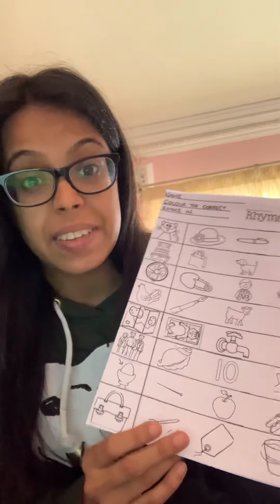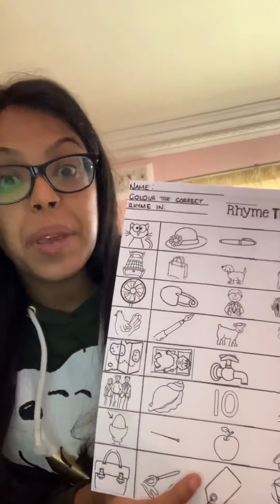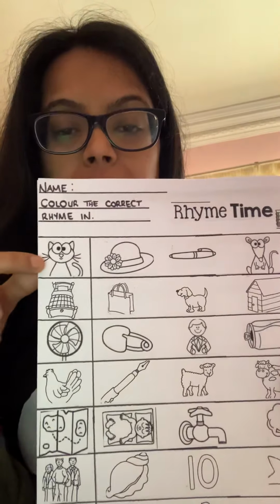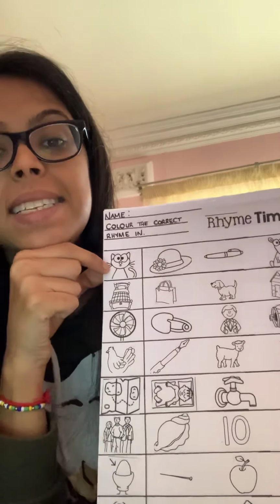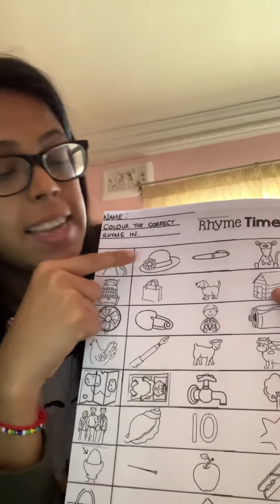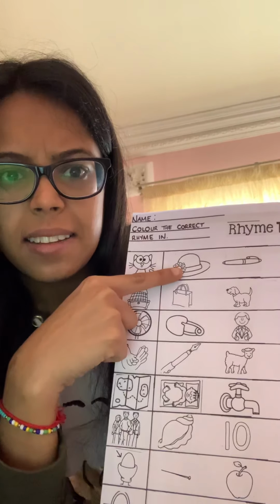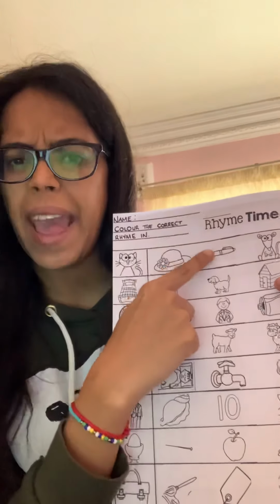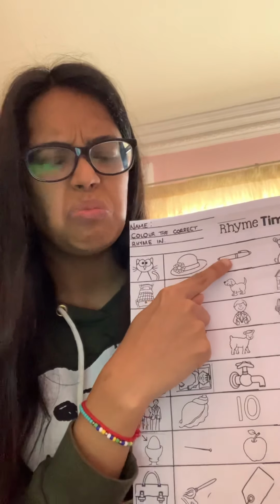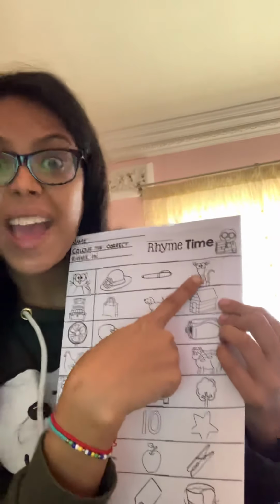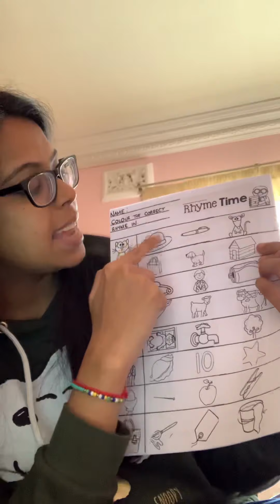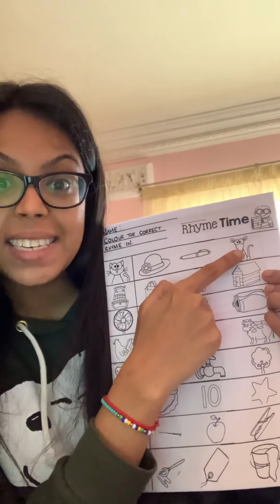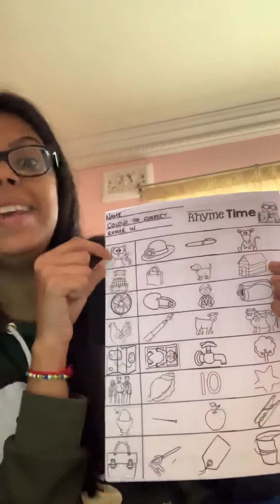In this activity, we have rhyming words. Can anyone tell me what picture this is? A cat. Now, what does the cat rhyme with? Does hat sound like cat? Yes. Does pen sound like cat? No. Does rat sound like cat? Yes. So we're going to color the hat and the rat because they rhyme with the word cat.